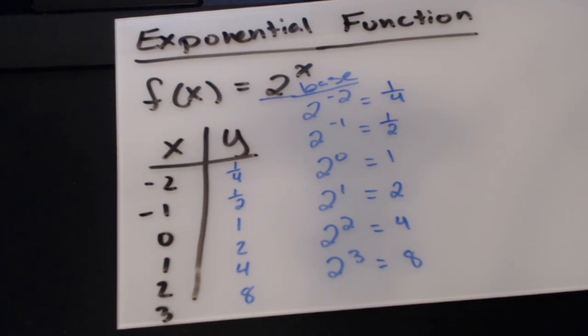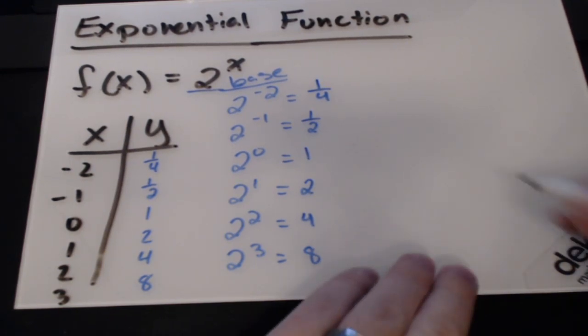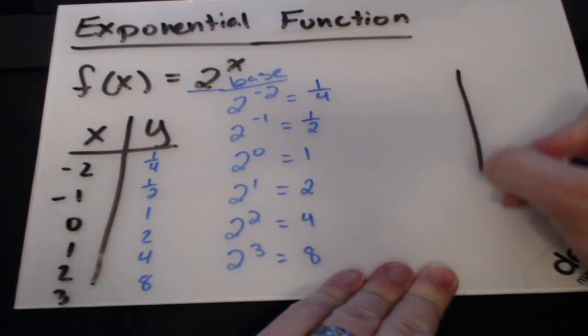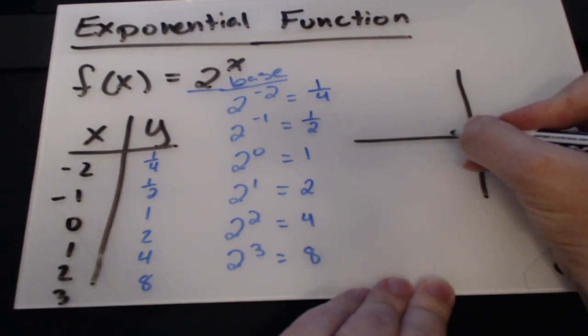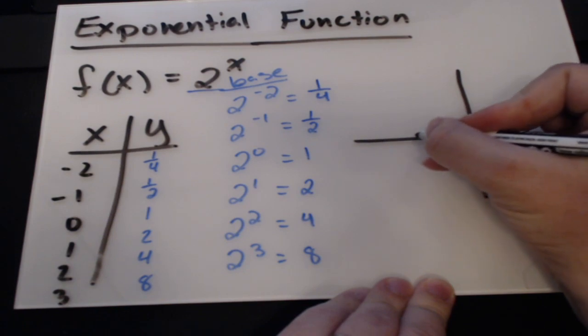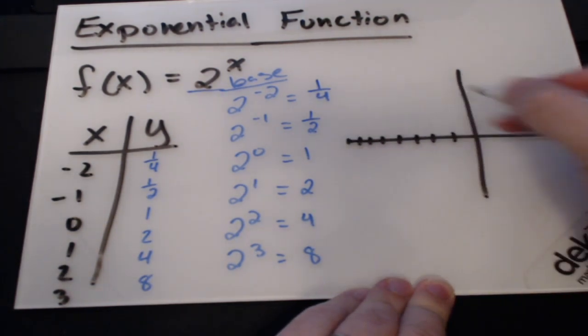And once we do that, we're going to come over here and we're going to graph this lovely thing. And really, we don't even need the bottom part of the graph, but we're going to have it there anyway. 1, 2, 3, 4, 5, 6, 7, 8.